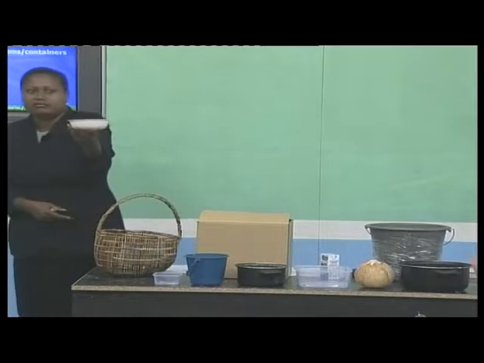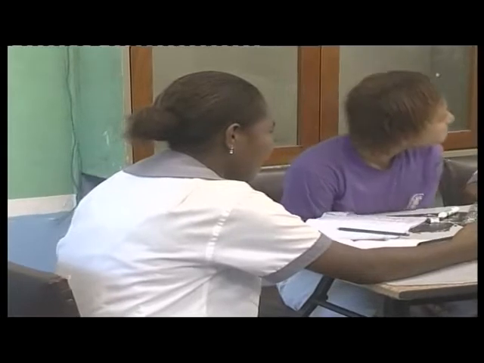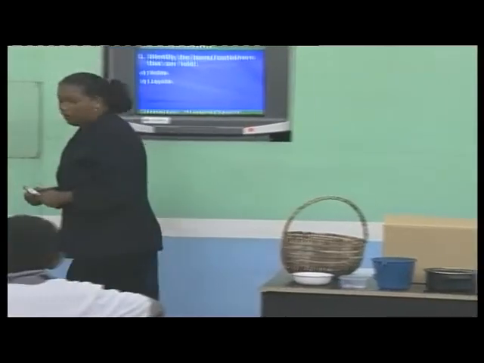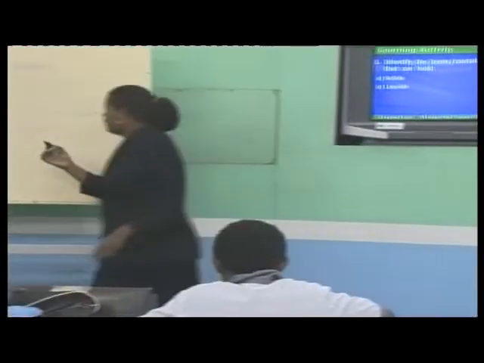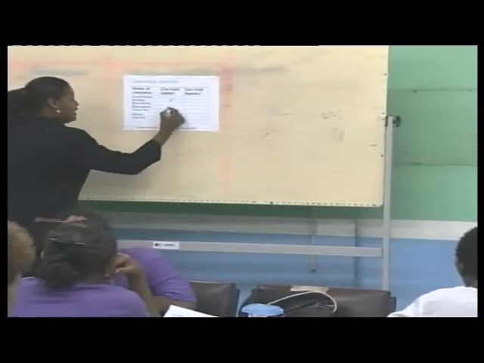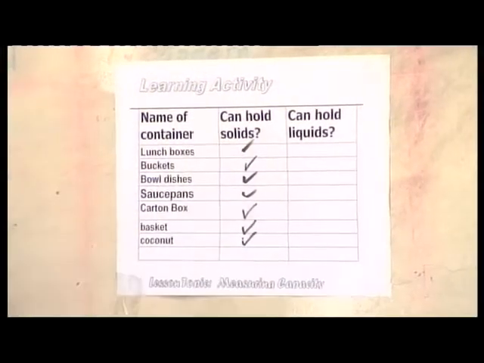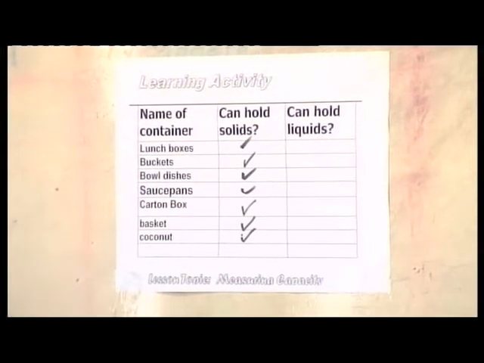What can you put in this small container? Brenda. What can you carry in this small container? What can be held in this container? Food. Food like rice, they are solid. All right. Is that all? Oh, we didn't talk about the lunchbox. So for solids, all these items can carry solids.